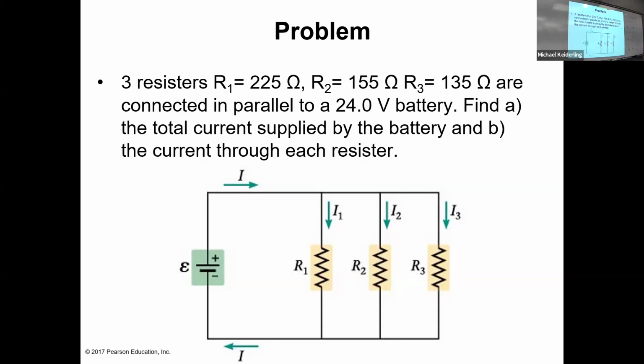And the total current will actually be the sum. But we can find the equivalent resistance first. So you can find the equivalent resistance for three resistors in parallel using this, and then find the total current supply. So I'll let you work on that for a little bit.